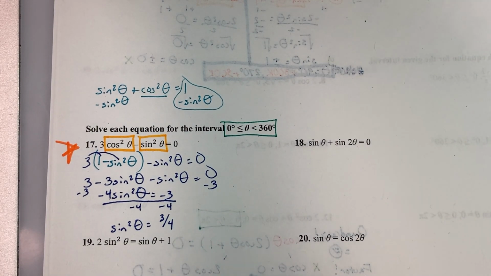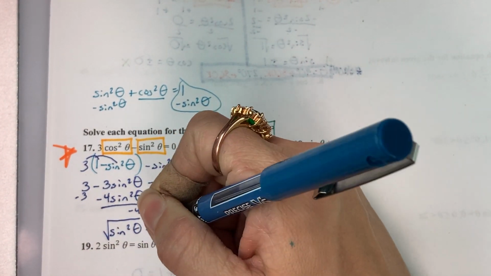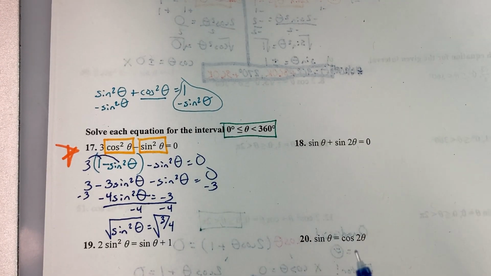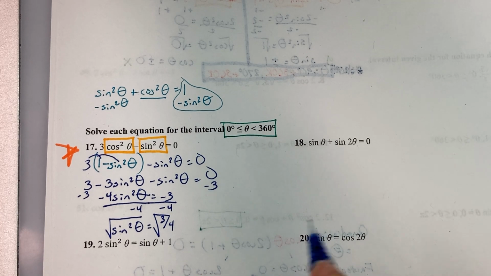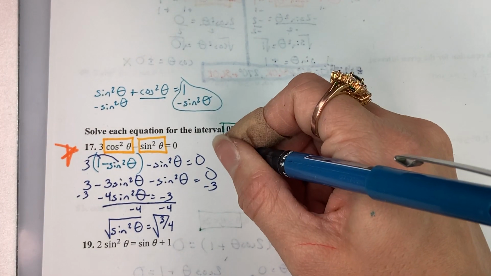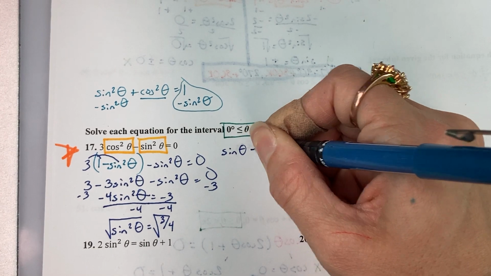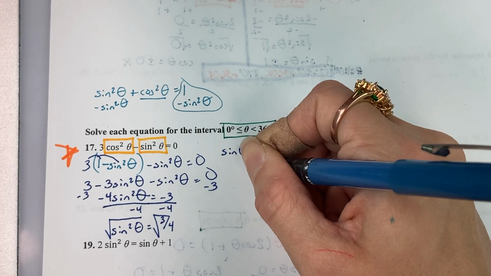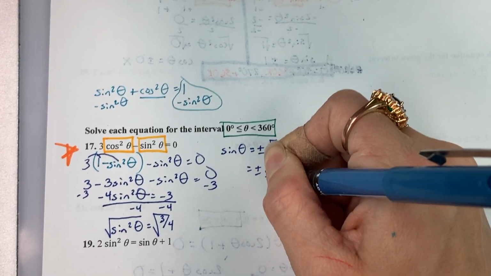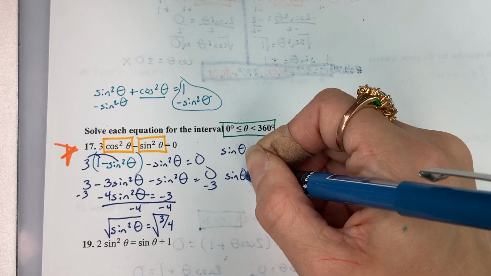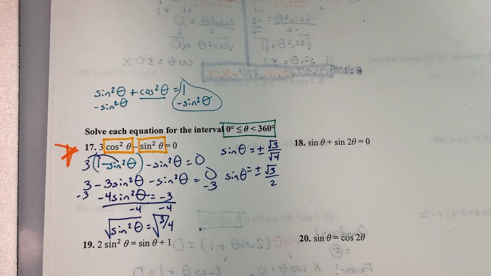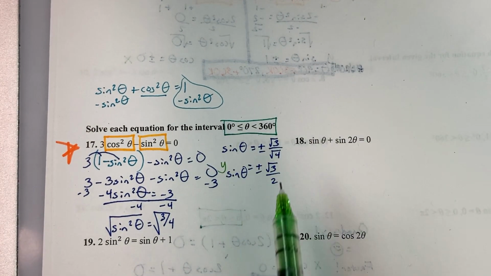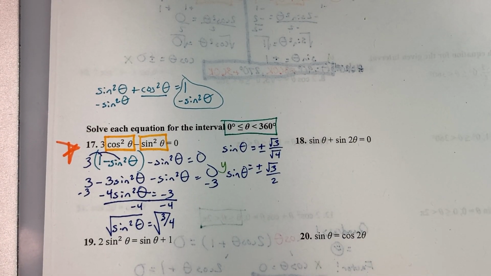All right, folks. Now from here, when I square root, a lot of times students will look at this and go, hey, that doesn't look like it's on the unit circle. But remember, when we square root a fraction, we distribute it to the top and bottom of the fraction. So plus or minus rad 3 over rad 4, which is plus or minus rad 3 over 2. So sine theta is equal to plus or minus rad 3 over 2. So we're looking for where our y values are equal to positive or negative rad 3 over 2.